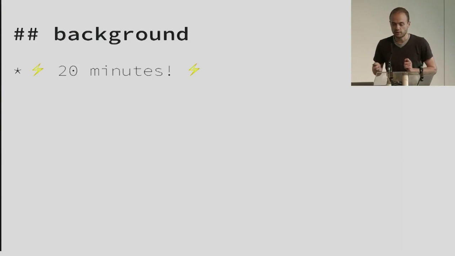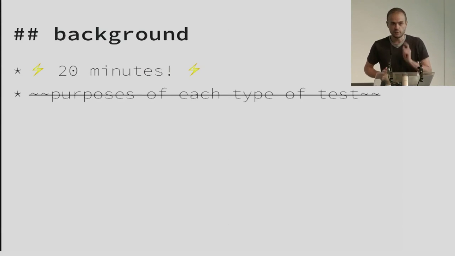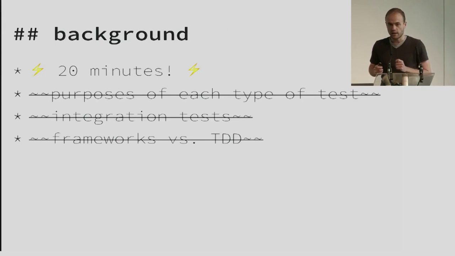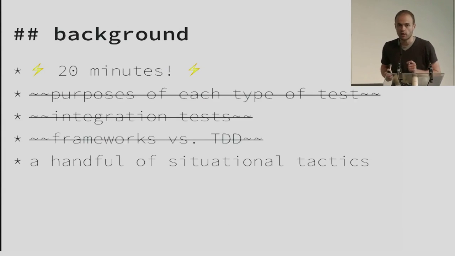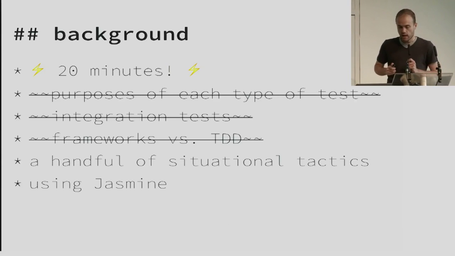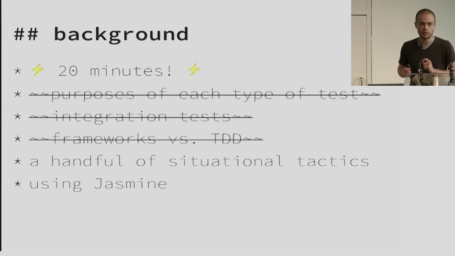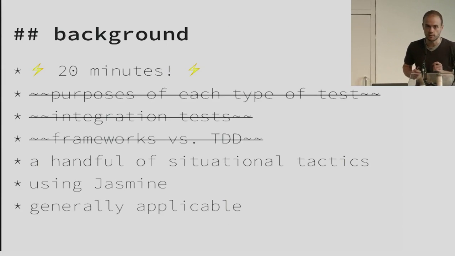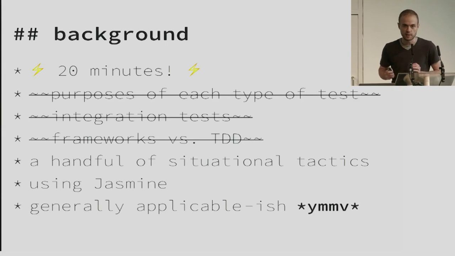So, a little bit of background. First of all, this is only a 20-minute slot, which makes this, as far as I care, a lightning talk. But it means that we don't have time to talk about the purpose of each different type of test, nor do we have time to really discuss anything about integration tests. We're not going to talk about frameworks and how they compete with TDD, but we are going to talk about a handful of situational tactics. I'm going to use Jasmine as the test framework throughout all of these examples, but my hope is that all the lessons are generally applicable-ish, though your mileage may vary.